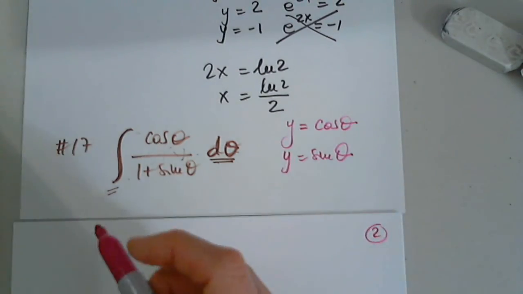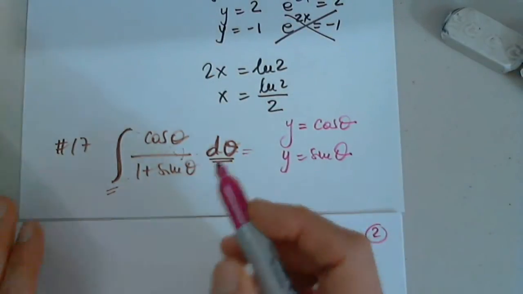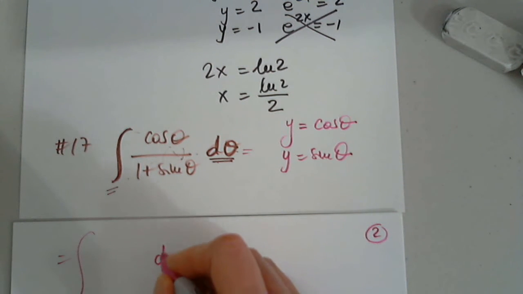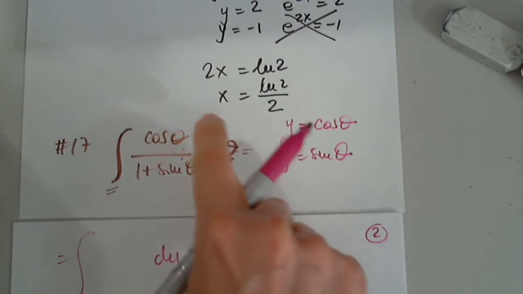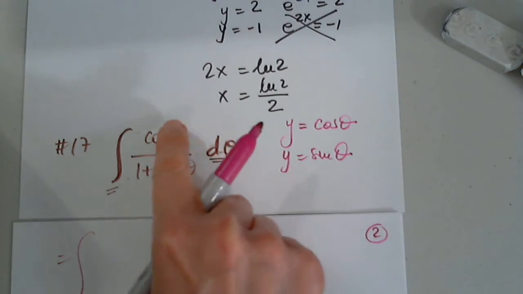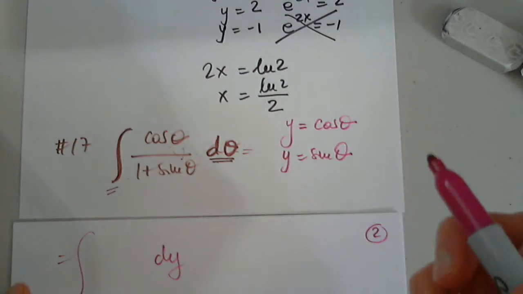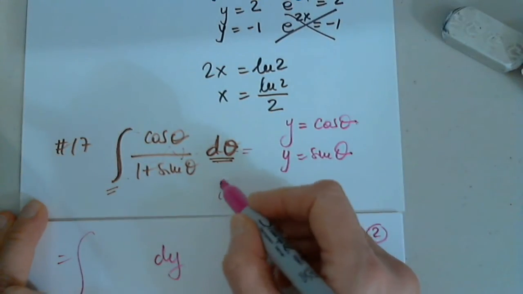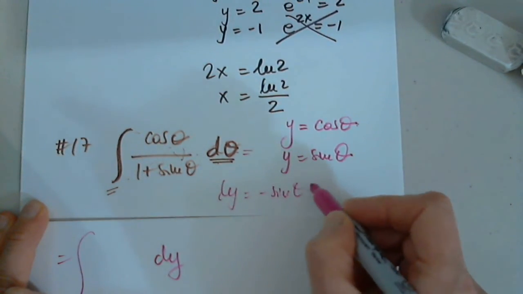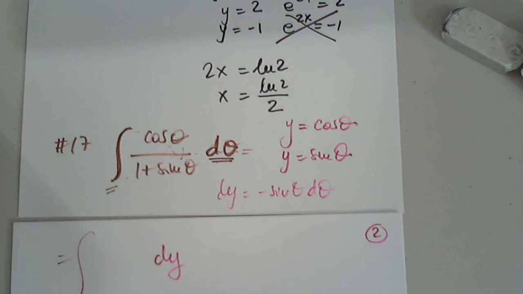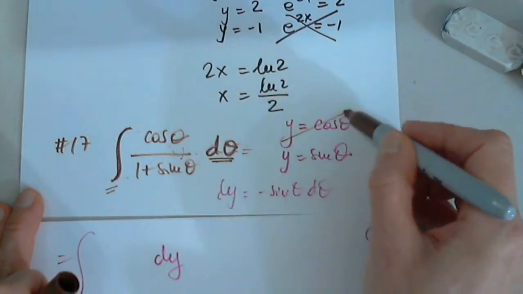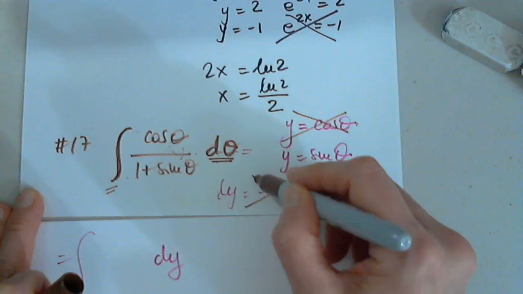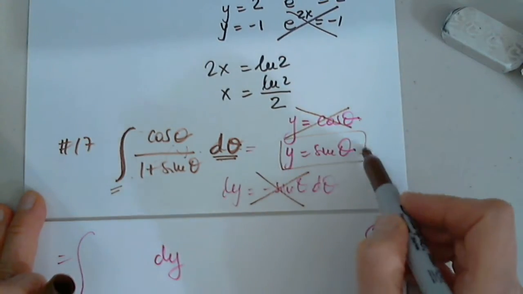I will know immediately because I'm trying to change this integral into something with dy. And I have to get dy in such a way that dy is in the problem. What does that mean? Let's try this. Dy will be negative sine theta d theta. Obviously, this is not going to work. I don't have sine theta d theta. So this is definitely not what I want.